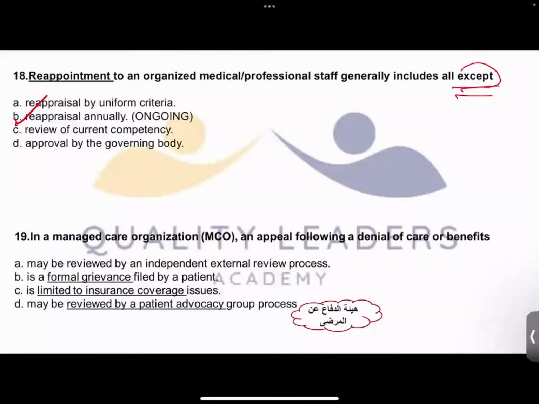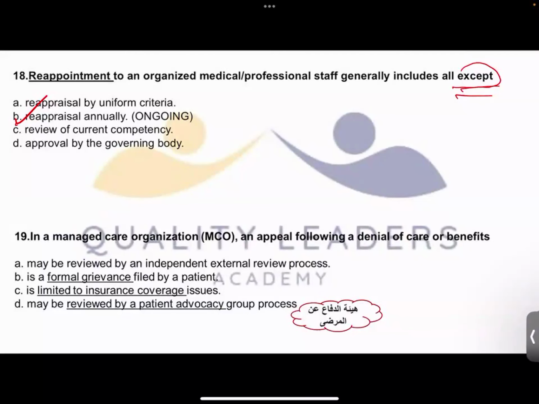Okay. So number 19, in a managed care organization or MCO, an appeal following a denial of care or benefits: A, may be reviewed by an independent external review process. B, is a formal grievance filed by a patient. C, is limited to insurance coverage issues. D, may be reviewed by a patient advocacy group process. What's the answer?